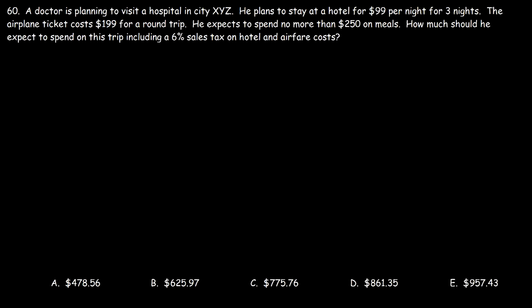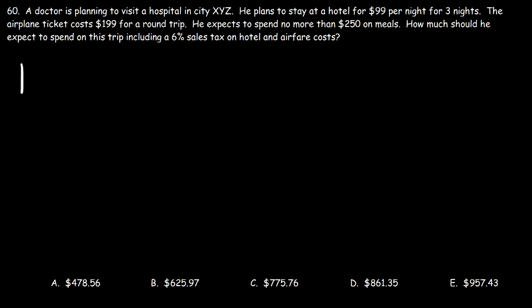Number 60. A doctor is planning to visit a hospital in city XYZ. He plans to stay at a hotel for $99 per night for 3 nights. The airplane ticket costs $199 for a round trip. He expects to spend no more than $250 on meals. How much should he expect to spend on his trip, including a 6% sales tax on hotel and airfare costs?